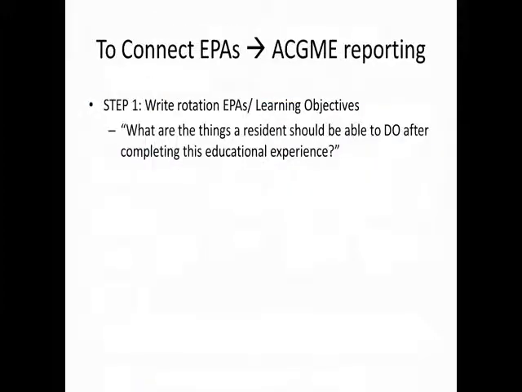In our earlier videos, we showed the first step of this process, which was to identify rotation-specific entrustable activities, or EPAs, and that these rotation-specific EPAs should match both the evaluation questions related to that rotation, as well as the learning objectives for the resident on that rotation. For rotation directors and key rotation faculty, this involved asking them to identify what are the things that a resident should be able to do after completing this educational experience.